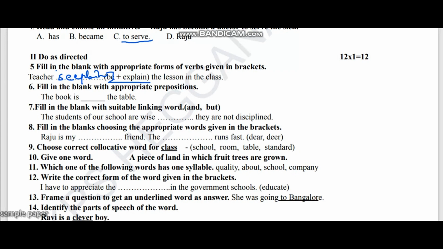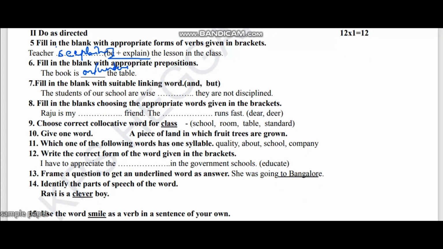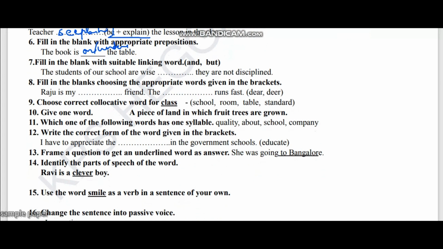Number 6, fill in the blank with appropriate preposition. The book is on the table or even under the table is also correct. Number 7, fill in the blank with suitable linking word. The students of our school are wise dash they are not disciplined. The right option here is but.